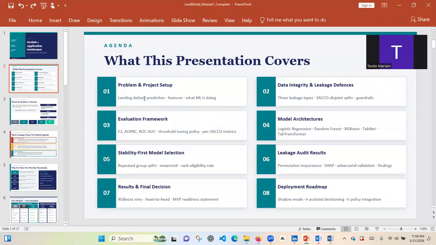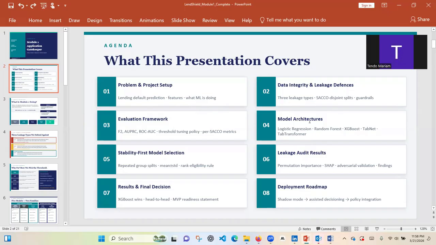This is dealing with loan default prediction, the lending default prediction, and what ML is going to do about it, then the data integrity and leakage defenses. And we looked at 3 leakage types. Basically, these are what you're going to see in the presentation.